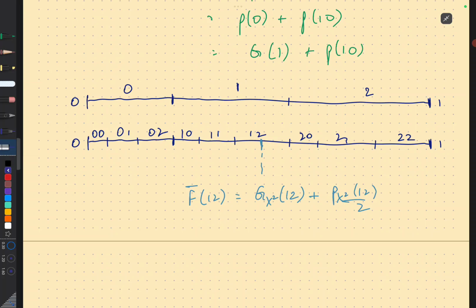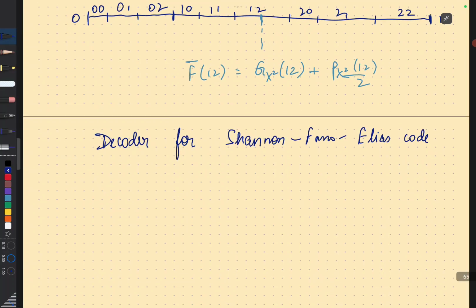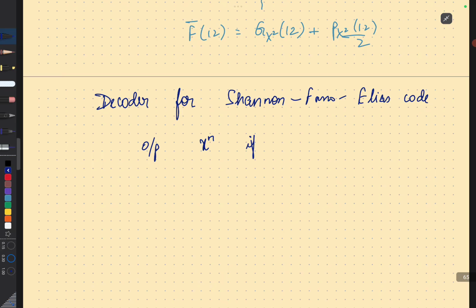What does the decoder do? It takes this sequence of bits, looks at the real number that corresponds to that, and if that real number lies between f bar of something and that plus 1, then it decodes. So how does the decoder work? What does it do? It outputs some sequence xn if basically the code word bits C1, C2 up to say I see a sequence of k code word bits.